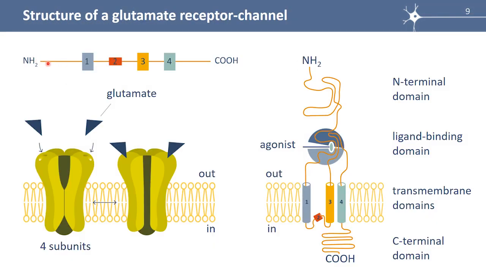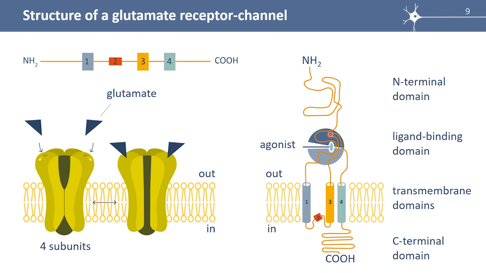On the top is a linear representation of a glutamate receptor subunit. There is an N-terminal and a C-terminal domain and 4 transmembrane segments. On the right, you see the protein inserted in the membrane. The N-terminal domain, followed by a ligand binding domain where glutamate and other agonists can bind, and then 4 transmembrane segments, one which is like a P-loop, and a C-terminal domain which is in the intracellular side of the membrane.